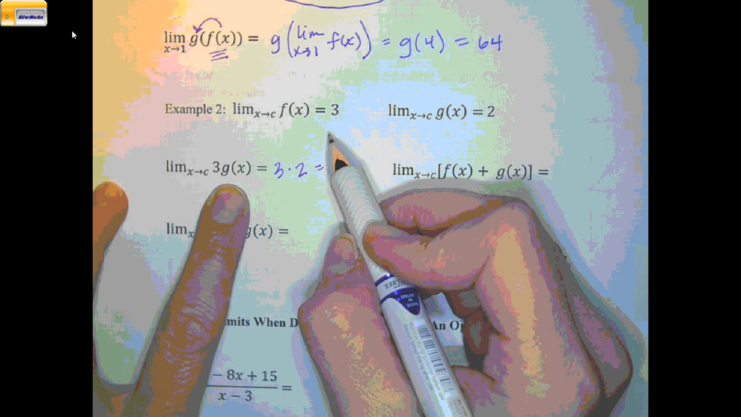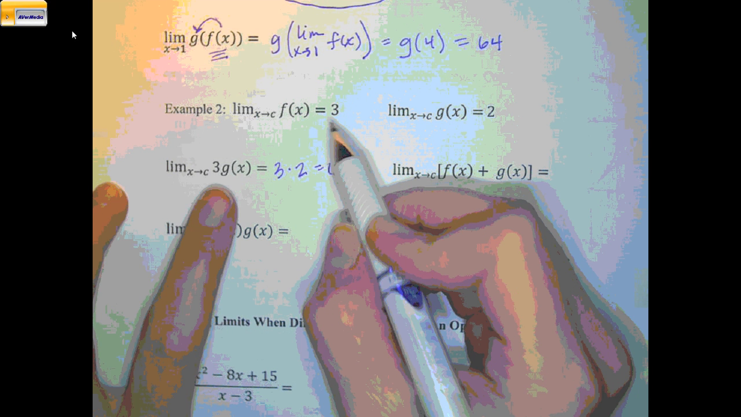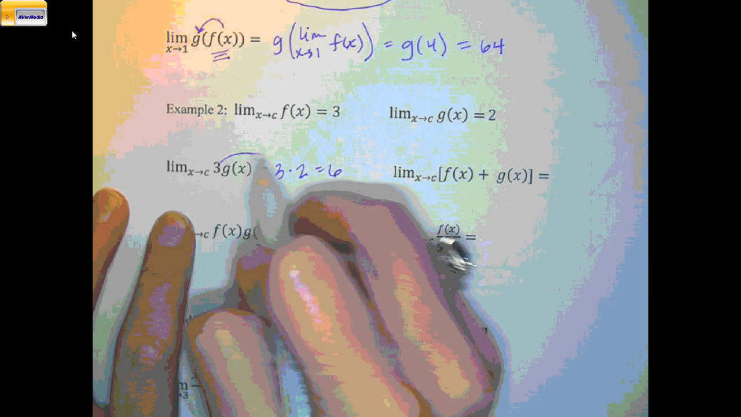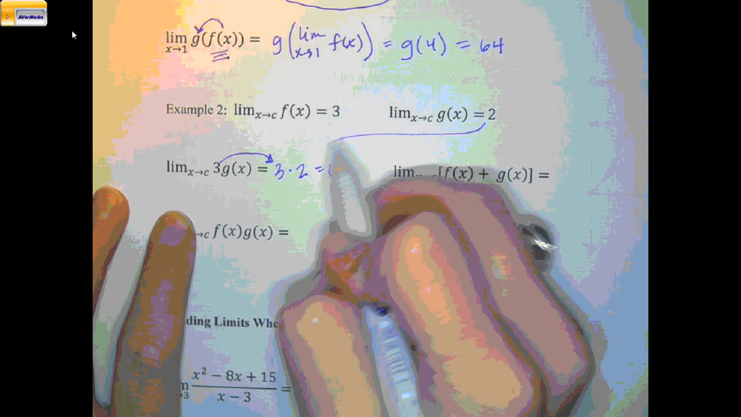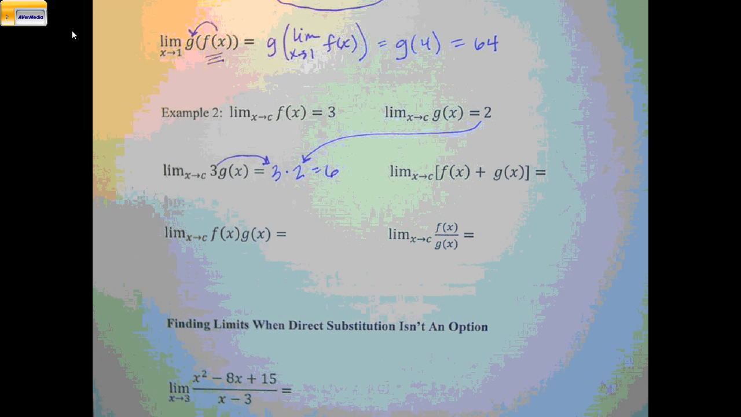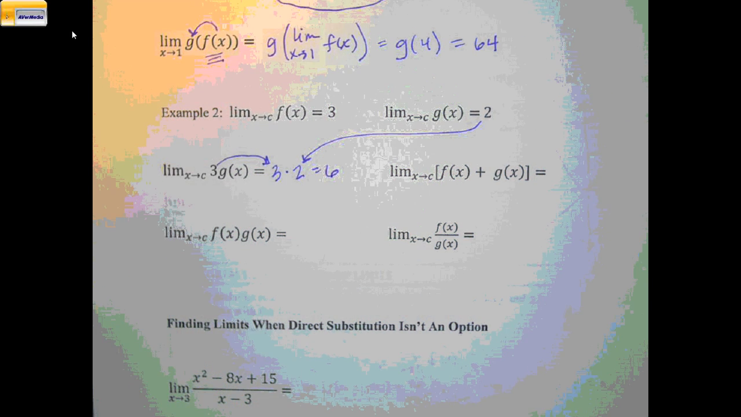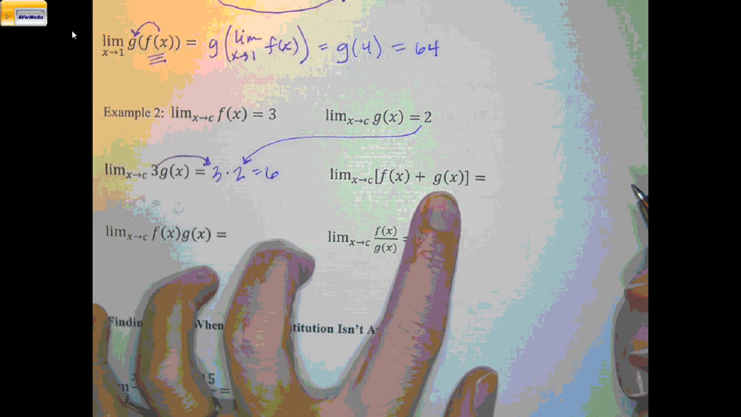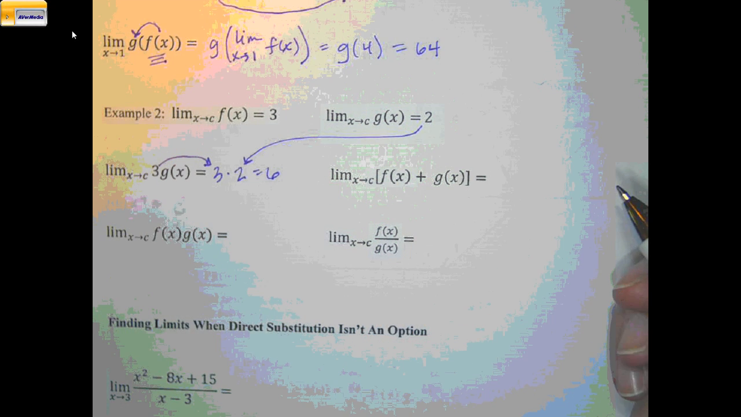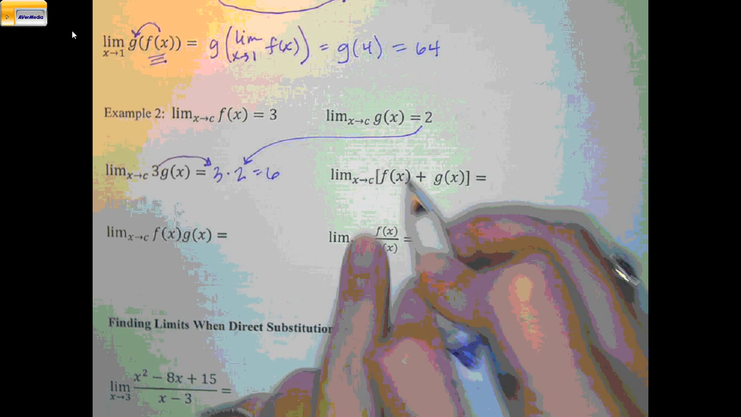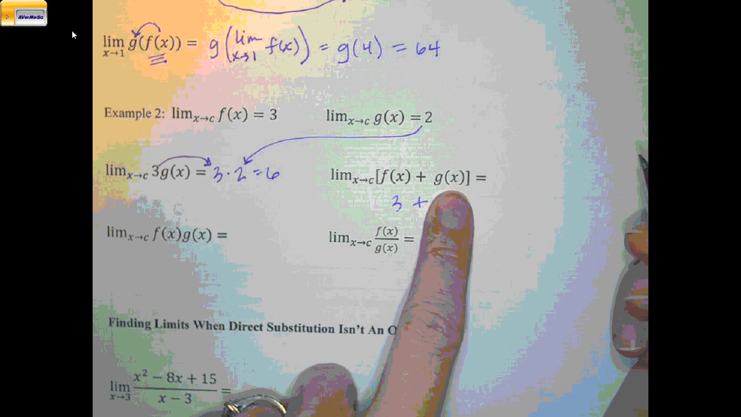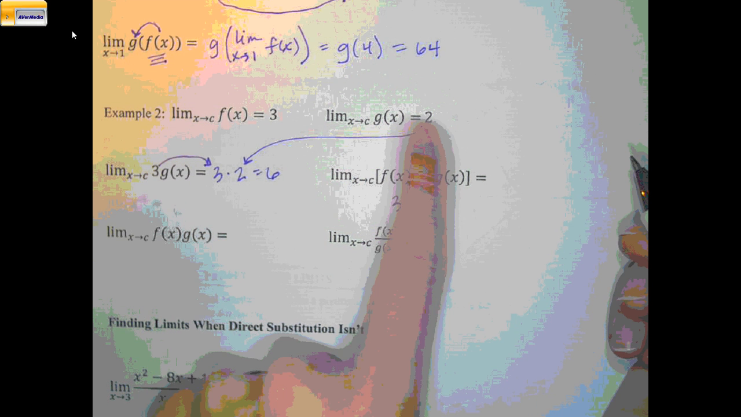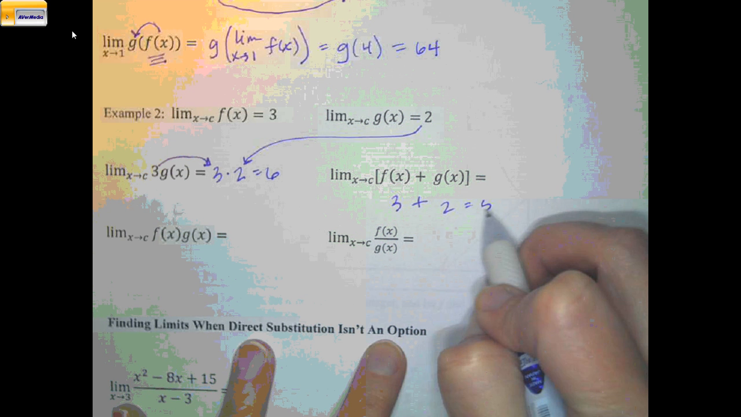Some of you are going to get confused because there are 2 3's here. This 3 came from here. This 2 came from here. The other 3 had nothing to do with that problem. Next one, the limit of f of x plus g of x. Rather than adding together the equations first, you're allowed to find the limit of f of x, which they tell us is 3, plus the limit of g of x, which they tell us is 2, and you can just add those two numbers together and make it easier on yourself.